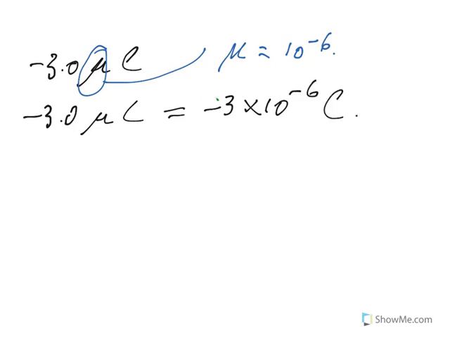Now the other thing I need to point out here is this negative. This negative here just indicates electrons, negatives. So when we're doing this calculation, we're going to leave that out, simply because we want to know the size of the charge, and the negative we know it's electrons we're talking about.